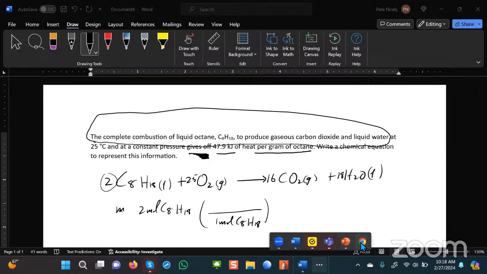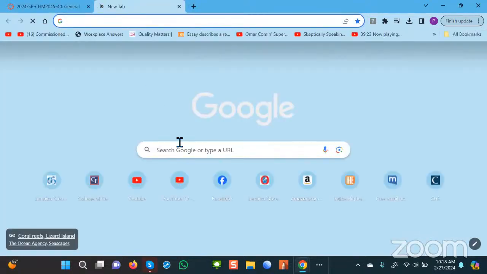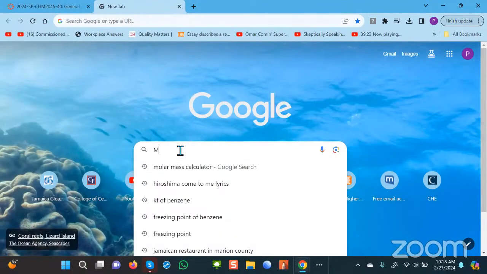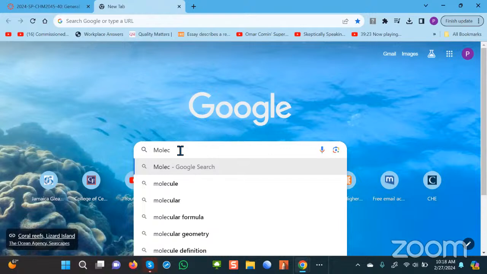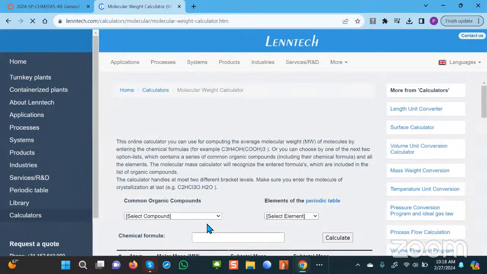I don't know if I showed this before, but there is a website. All you have to do to get to it is type in molecular molar mass calculator. And then you click on that first, and then you enter the formula.